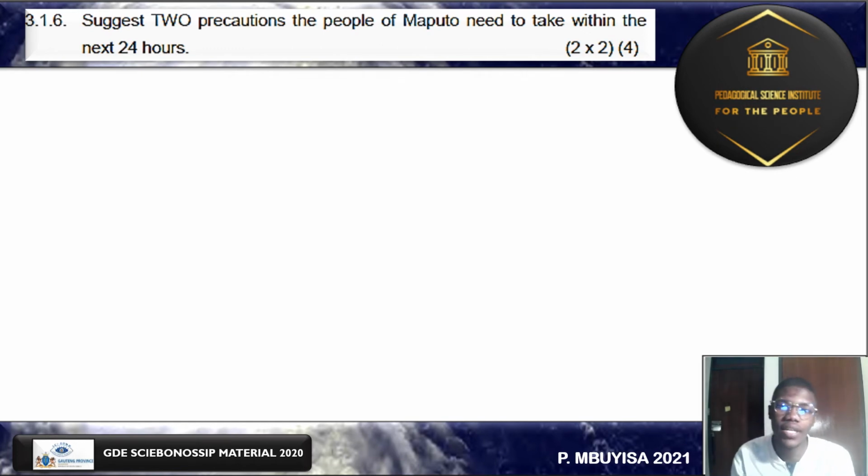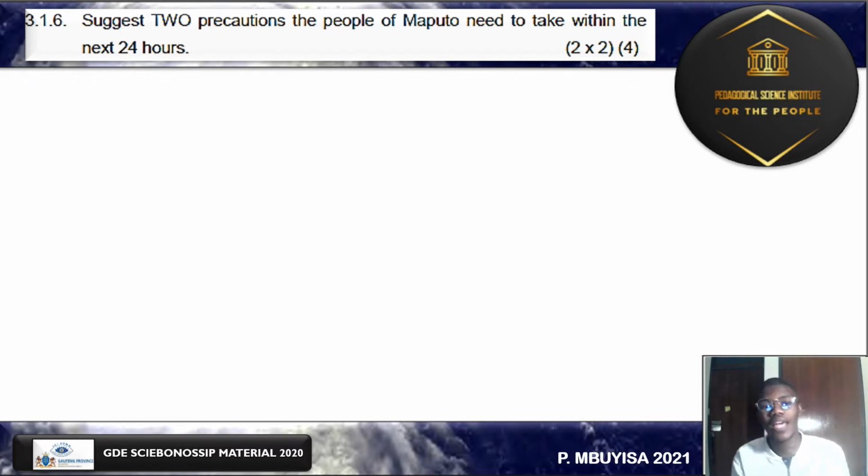3.1.6, last question, suggest two precautions the people of Maputo need to take within the next 24 hours. So remember, it takes 24 hours for a tropical cyclone to reach its mature stage. That's one piece of information that you need to know, which means in 24 hours it would have gotten to Maputo. Now we are asking, what precautions should they take now to address the problem that is to come? Remember, when it gets to Maputo, it will be in its mature stage.